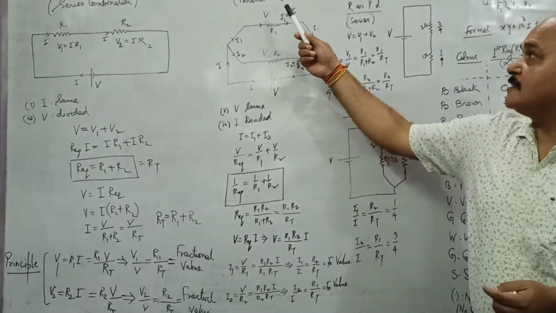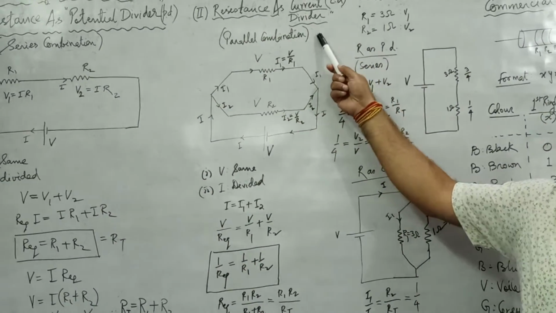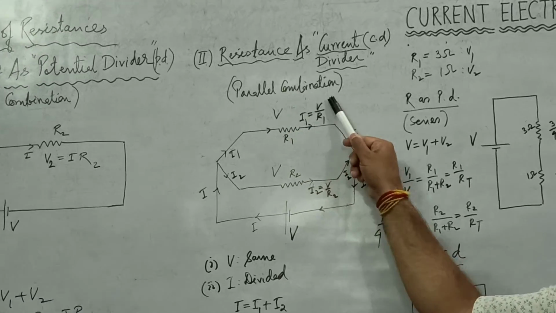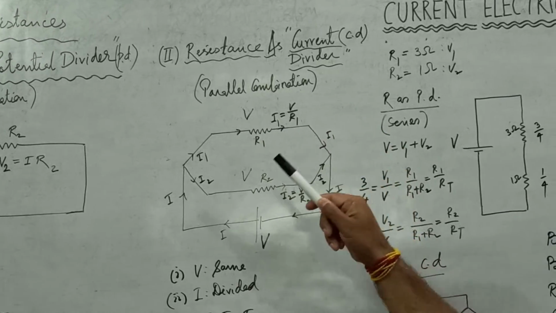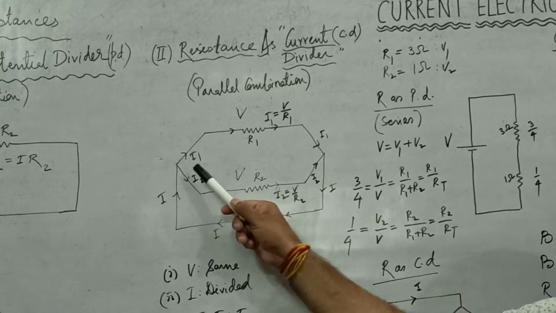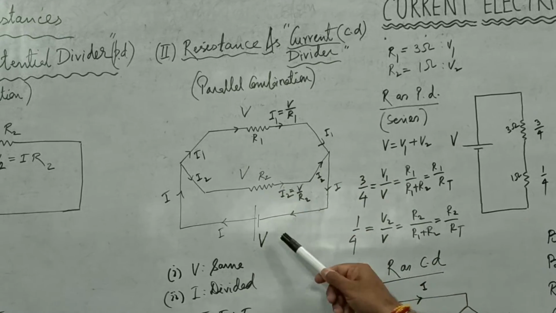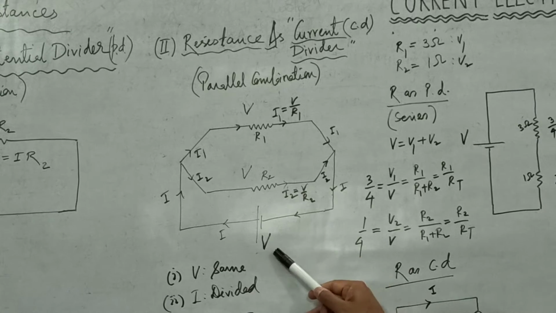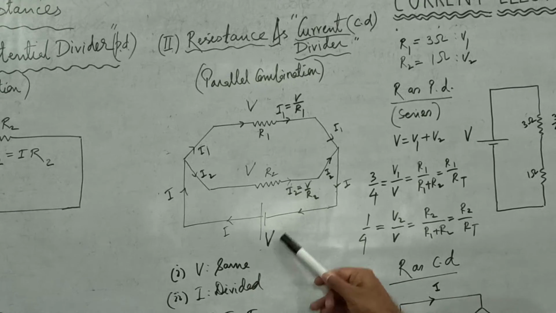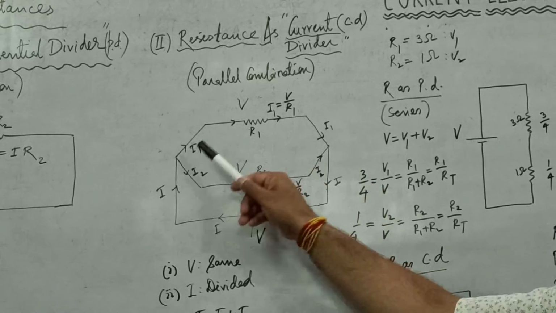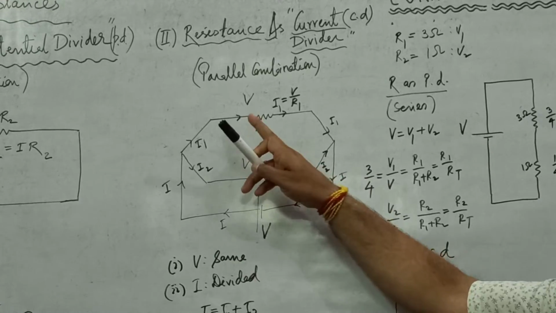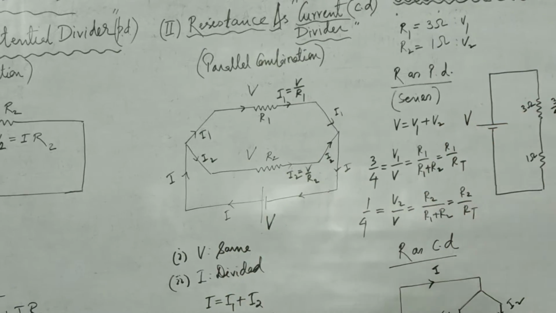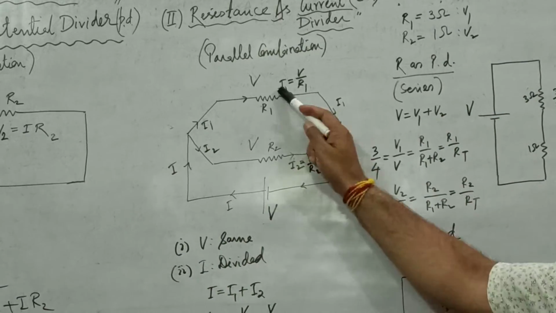The second combination is resistance as current divider. This is also called parallel combination of resistances. These are two resistances R1 and R2 connected in parallel combination across this battery, across whose terminal there is a potential difference of V volt. Now see, both the resistances are connected individually across the battery. This resistance is connected across the same battery. This resistance is also connected across the same battery. Therefore, the voltage across both the devices would be same.